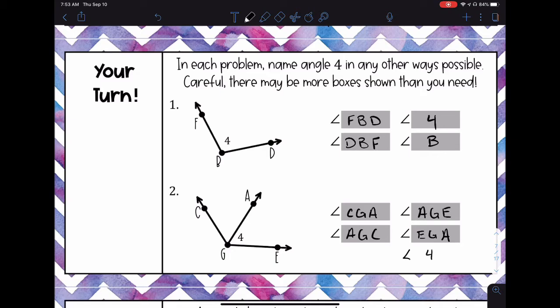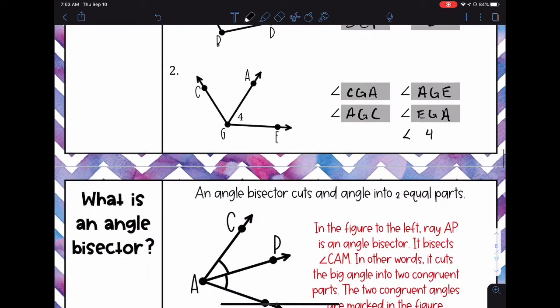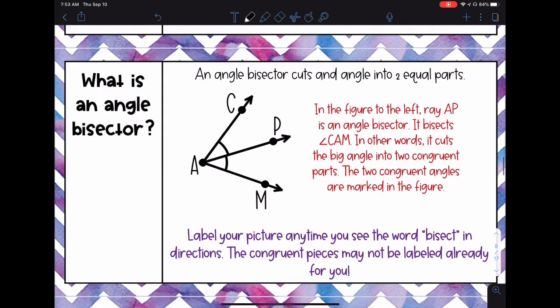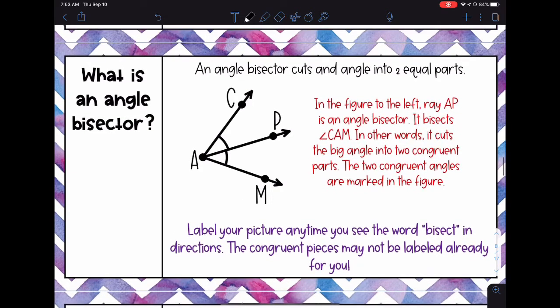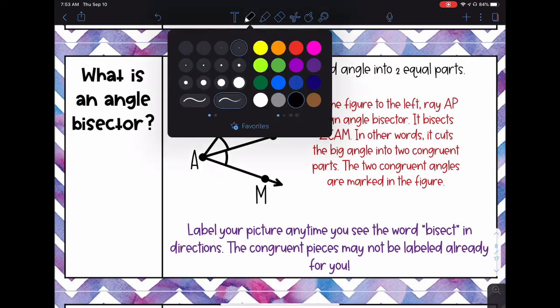All right, keep moving along. What is an angle bisector? Remember, an angle bisector is where it cuts the angle perfectly in half. So if this was my original angle, let me see if I could show this for you. Let me draw it in white.